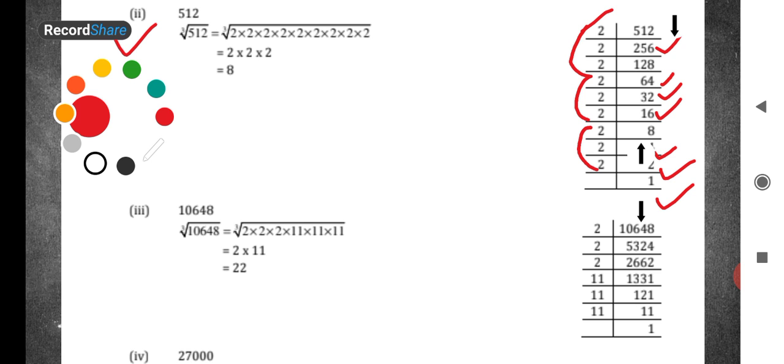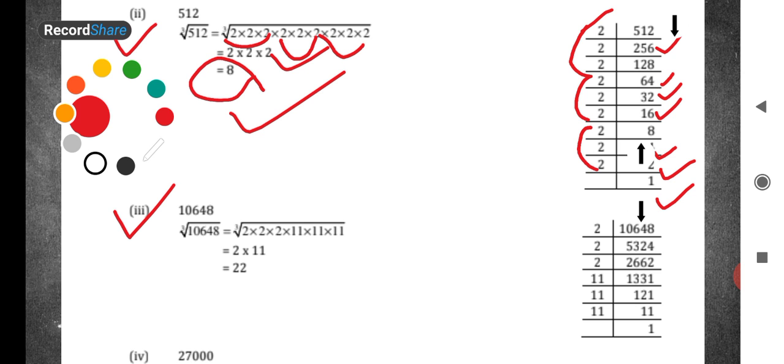So you will write this. For this first triplet you will write only one 2, and for this also one 2, and for this also one 2. So that means how many 2s did we get? We got three 2s, isn't it? So 2 into 2 into 2 is how much? 8. So 512 is whose cube root? The cube root of 512 is 8. Understood? In this way you will solve.